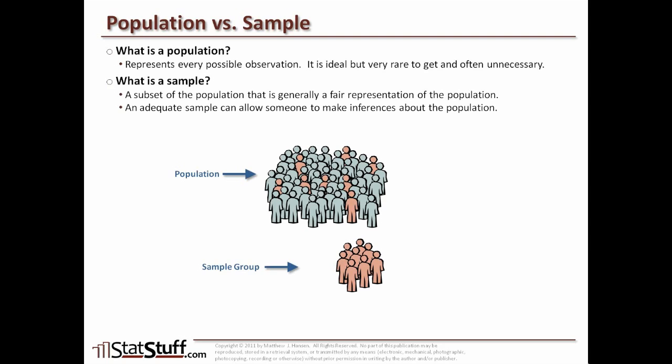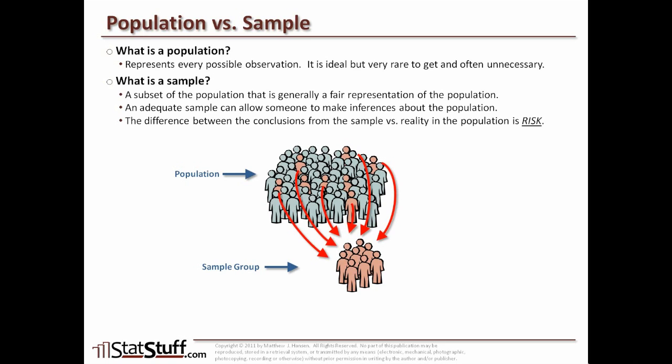There should be an adequate sample size that we can acquire that allows us to make appropriate inferences about the population. But the difference between the conclusions coming from the sample versus the reality of the population itself is actually the risk that is involved. So, does the sample truly represent the population fairly?